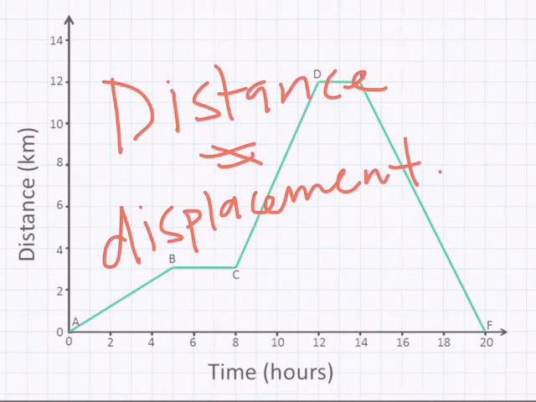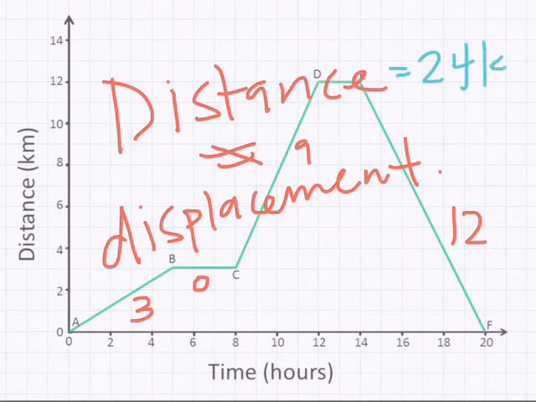So to calculate the total distance that this object traveled, we would add up all of these different segments. So this would be a distance of 3, this is 0, this is from 3 up to 12, so that is 9, and this is from 12 to 0, so that's 12. So in this situation, the total distance is 3 plus 9 plus 12. 3 plus 9 is 12, that's 24 kilometers.